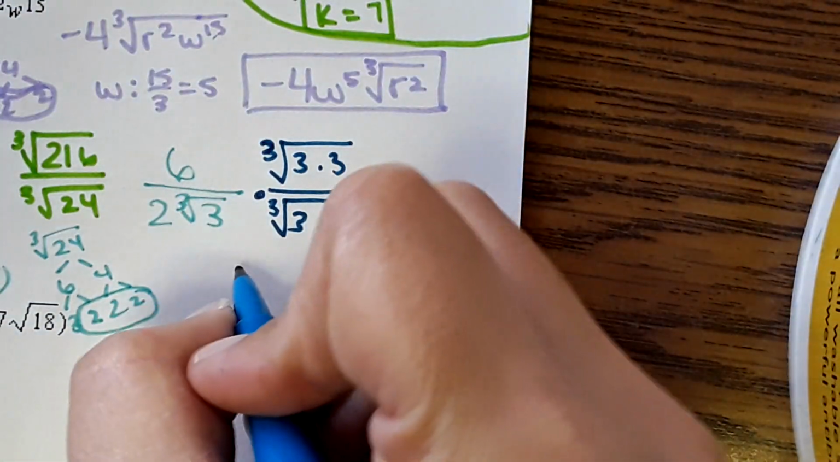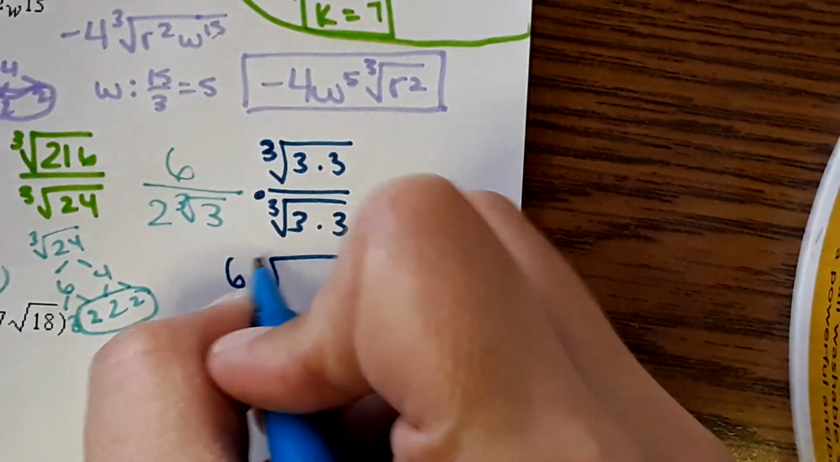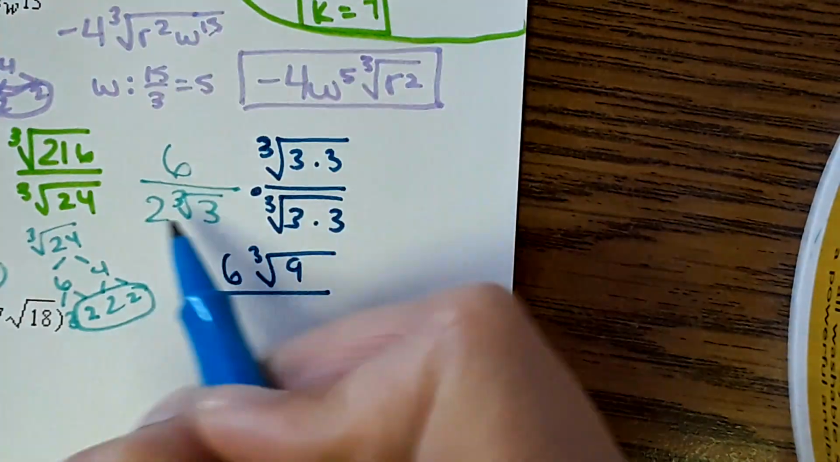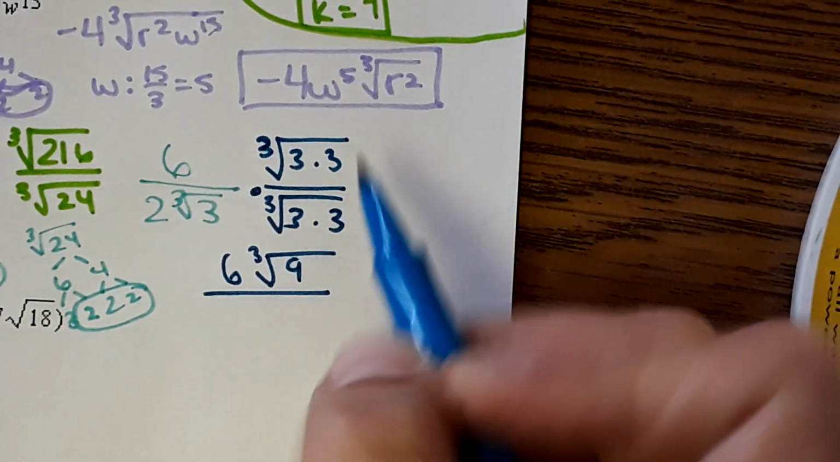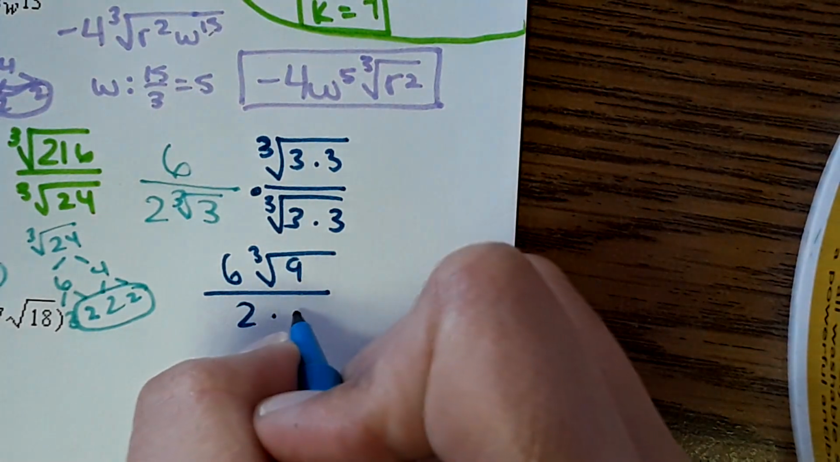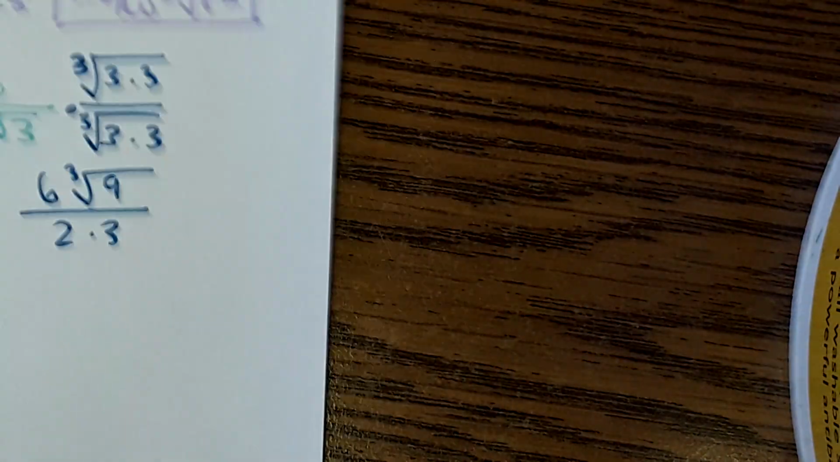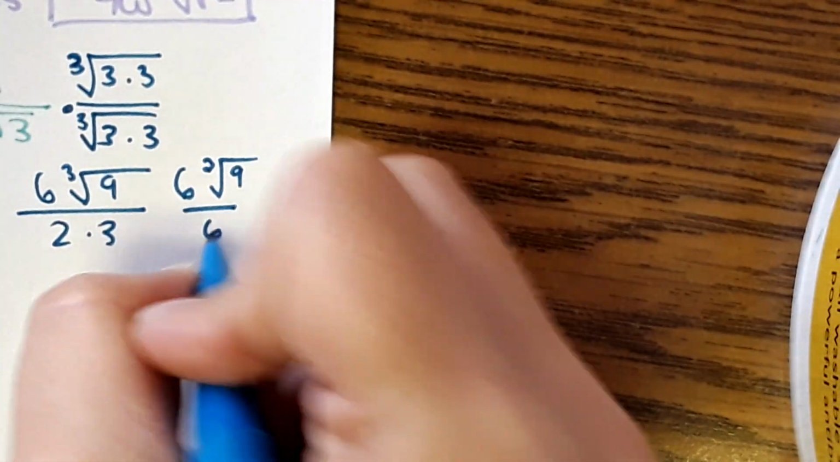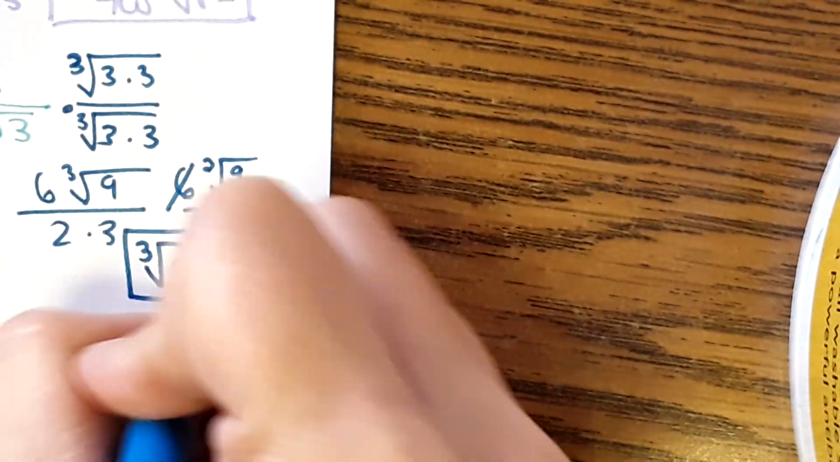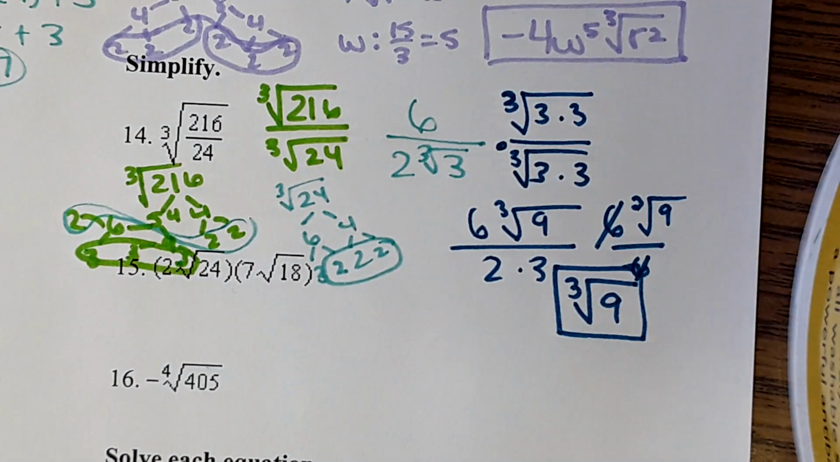So now I have 6 cubed root of 9 over, and then cubed root of 3 times 2 more 3's cubed root would be 2 times 3, which is 6. So I have 6 cubed root of 9 over 6. 6's cancel, and I'm left with 9 cubed root. In my opinion, that was the hardest one on the page.